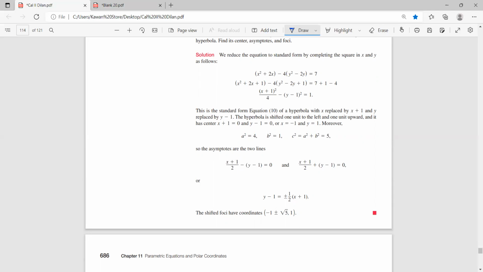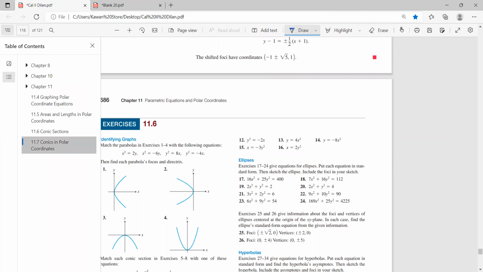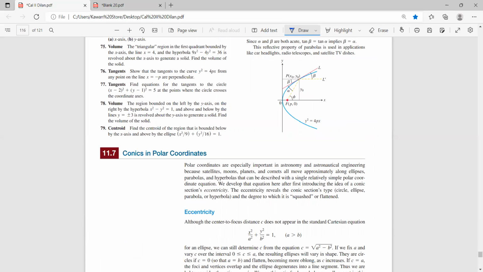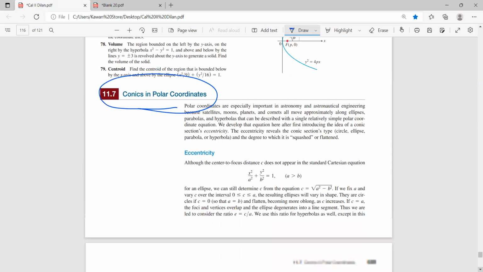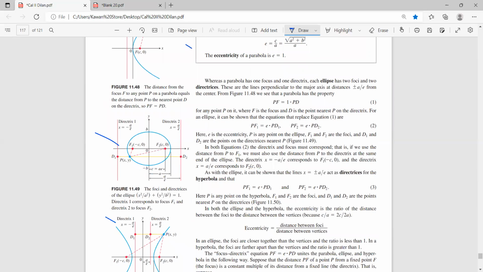Yes. Now, this is just for information, like a background. I am going to section 11.7. It's a conic section in polar because our chapter was polar. So you have a conic section in polar. Here, I'm going to do such eccentricity. We need the eccentricity. What's the eccentricity, and how to find the shape?